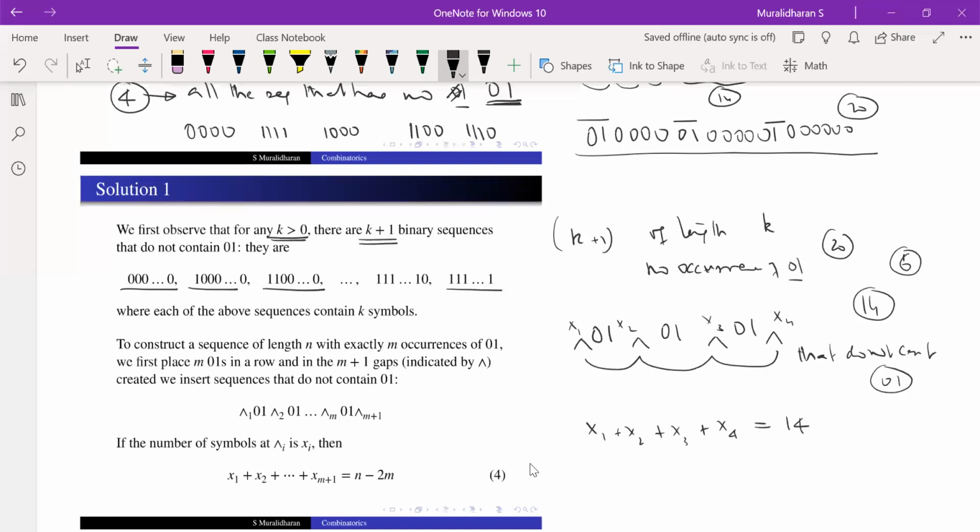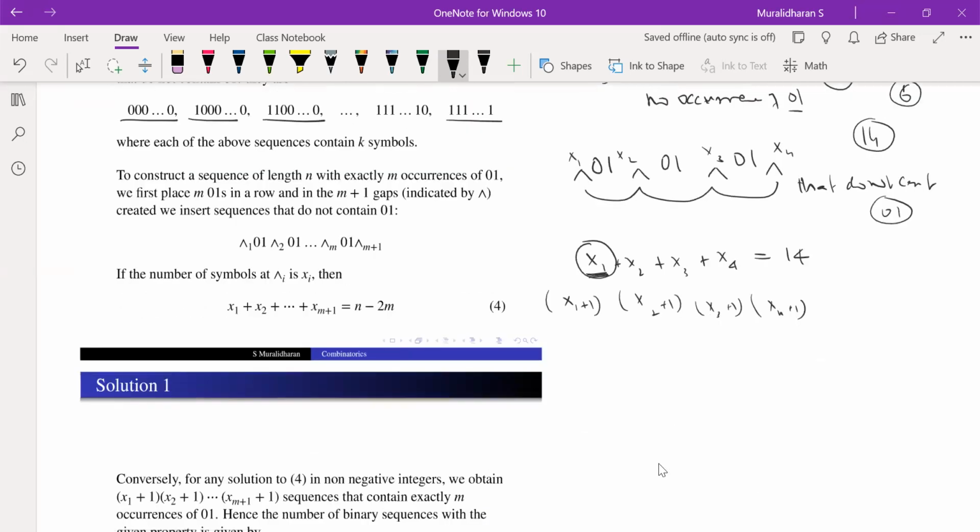What are all the possibilities for this x1? The length of the sequence is x1. How many possible ways of filling these x1 symbols are there, given they should not contain any 0, 1? I have x1 plus 1 such sequences I can fill here. Correct? Similarly, I can fill x2 plus 1 sequences here, x3 plus 1 here, and x4 plus 1 here. So the total number of sequences I can get is x1 plus 1 times x2 plus 1 times x3 plus 1 times x4 plus 1.